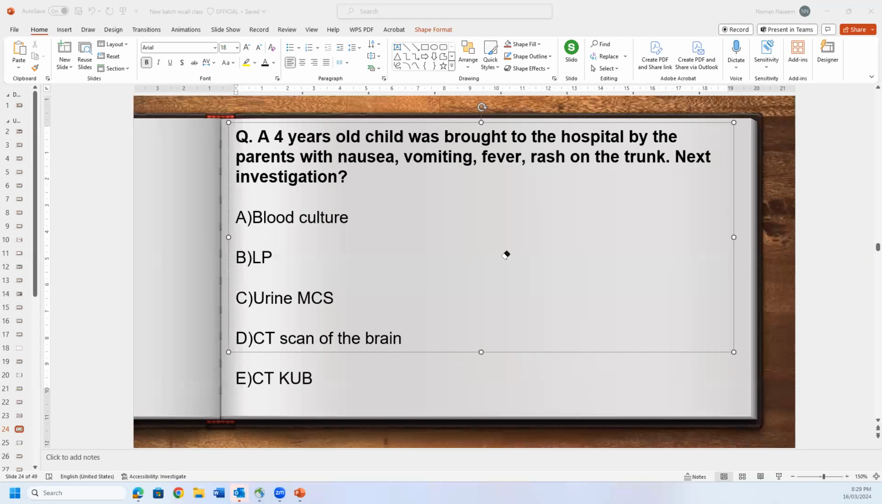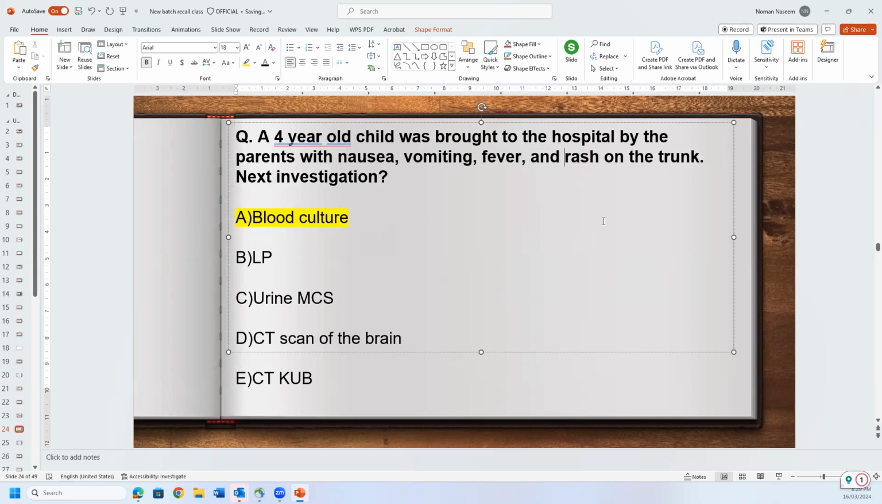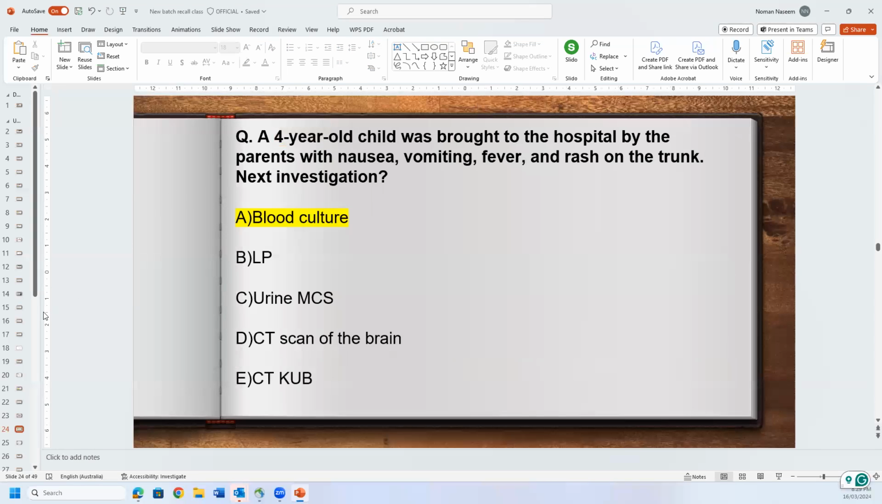A 4-year-old child, nausea, vomiting, fever, rash on the trunk, always suspect meningitis associated with meningococcemia. So fever with rash on the body, non-blanchable, always suspect meningococcemia. So we will always start with the blood culture. Always start the investigation with the blood cultures. Lumbar puncture can be done later on, but always start the patient after resuscitation with the blood culture before you give antibiotics. So before you start the patient on empirical antibiotics, always do the blood culture.